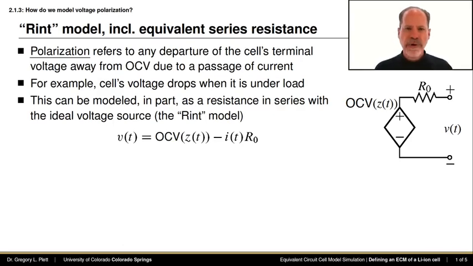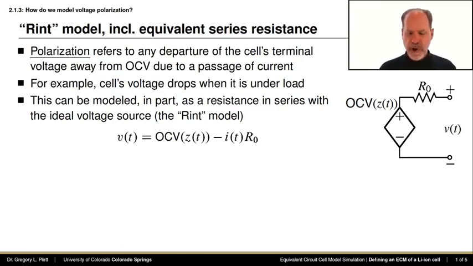I've placed a diagram of this modified circuit on the right-hand side of the slide, and you can see the resistance that has been added is denoted by the label R0. And adding this resistance changes the voltage equation to be: cell voltage equals open circuit voltage as a function of state of charge minus the electrical current multiplied by R0.